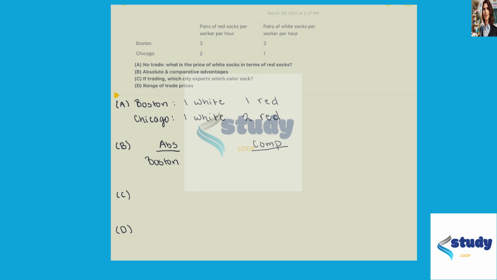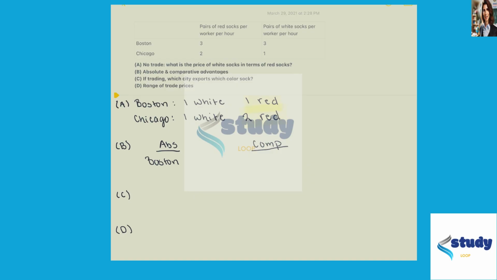Now, looking at the comparative advantage, what we have to do is get away from these absolute advantages. We're not looking just at the production possibilities, but we're looking at their opportunity costs. And that's essentially what we just did in part A by calculating the cost of one pair of white socks. So we can see that for Boston, to produce one pair of White Sox, it costs them one pair of Red Sox, and that's their opportunity cost of producing that one pair of White Sox. Chicago, on the other hand, has an opportunity cost of producing one pair of White Sox, which is equal to two pairs of Red Sox.